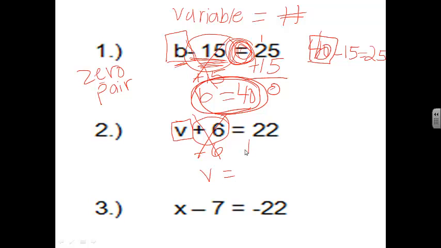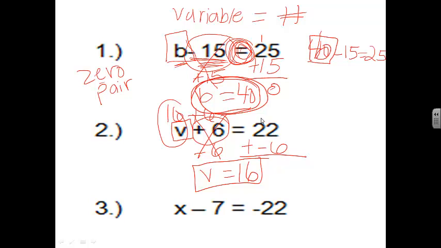So this would be plus minus 6. Plus minus 6 is the same thing as subtracting 6. Y'all got to remember that. Okay, so I minus 6 from both sides. So what's 22 minus 6? 16. Okay, 16. Very good. So does 16, replacing it for v plus 6 equal 22? Should. That's how we can check ourselves.